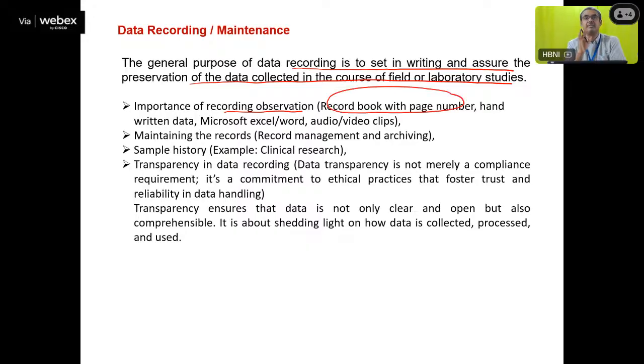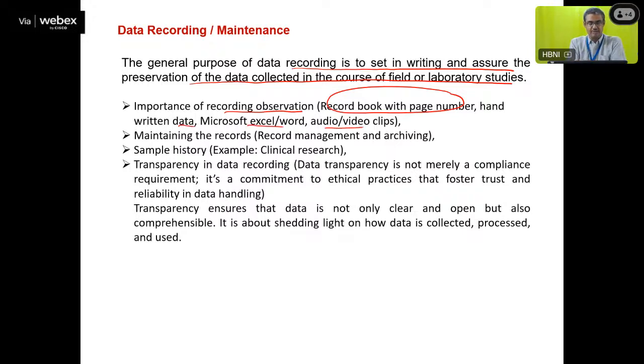Okay, everybody. I always tell my students to please have a proper record book and page number, because after some time you are going to forget. I also forget. He or she will also forget, so a proper record book and page number is a must for recording observations. Otherwise, there is a problem. Handwritten data, Microsoft Excel, Word, or audio clips.